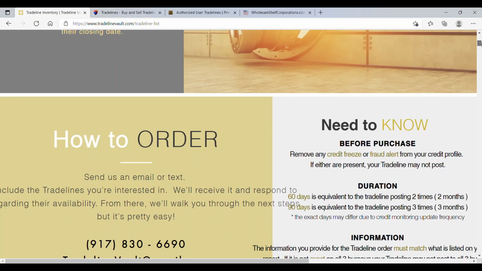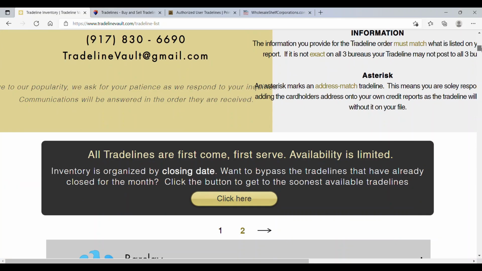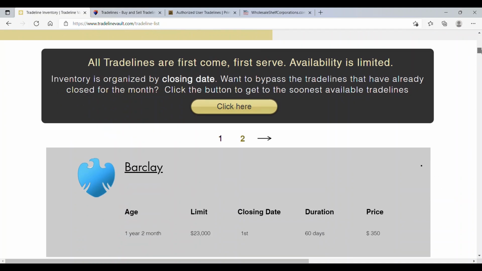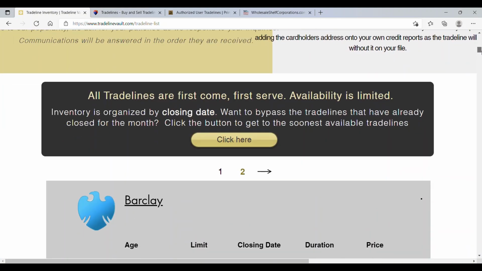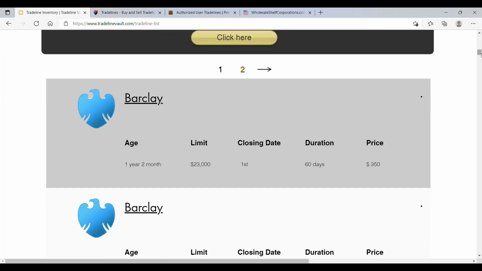You can go through all the reading and stuff on your own. It ain't too much, it's pretty self-explanatory. So as you can see, let's say authorized users: like I said, you can go buy someone else's card and get added to their card. Here, Barclays, credit limit of 23,000. The closing date is on the 1st.